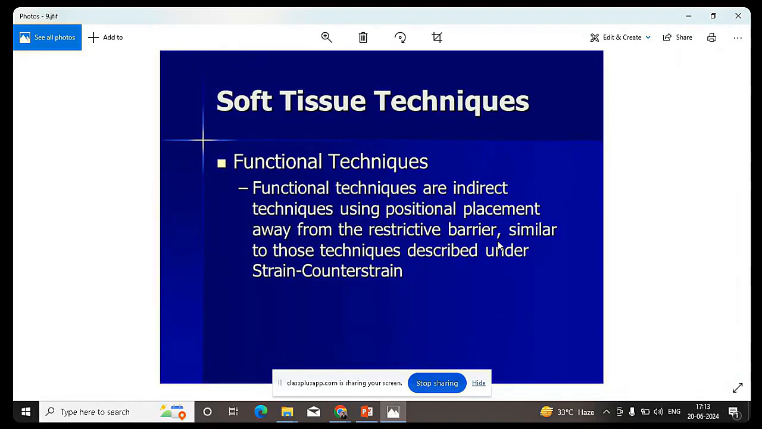Then the next technique is the functional tissue technique, or the functional technique. Functional techniques are the indirect techniques using positional placement away from the restrictive barrier, similar to those techniques described under the strain counter strain.